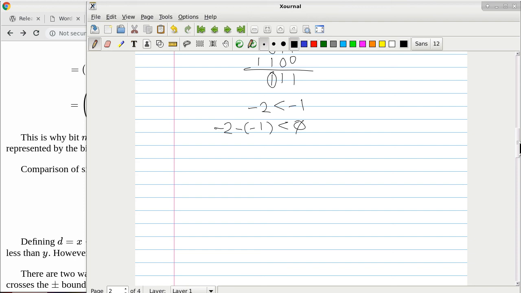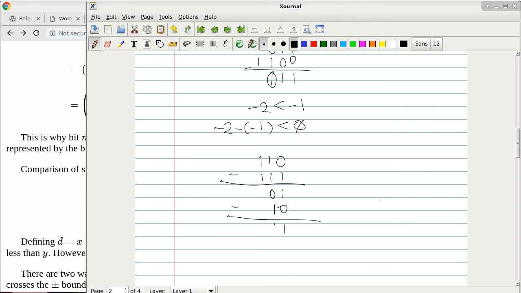Look up your number wheel. 110, thank you. 110 is representing negative 2. 111 is representing negative 1. We do the binary subtraction here. 0 minus 1 is 1 with a borrow. 1 minus 0 is a 1. 1 minus 1 is a 0.